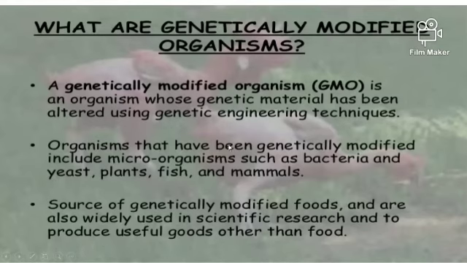The organisms that have been genetically modified include microorganisms such as bacteria, yeast, plants, fish, and mammals. All of these can be modified. All of you know about tissue culture, and that we have transgenic animals and transgenic plants. You went through this in the previous chapter also.